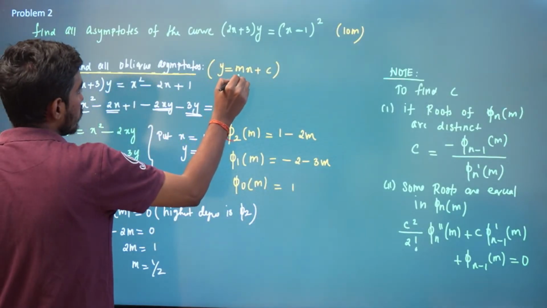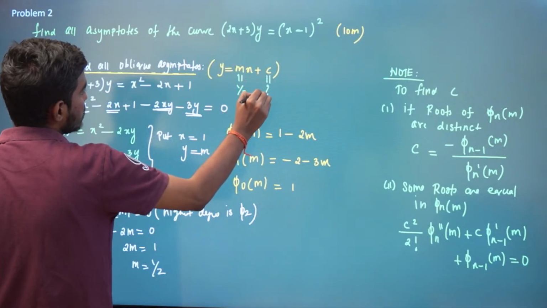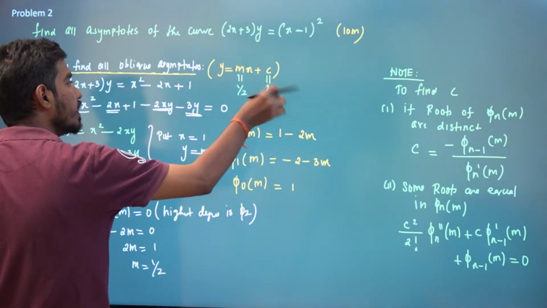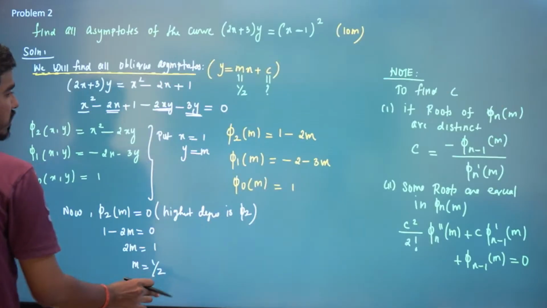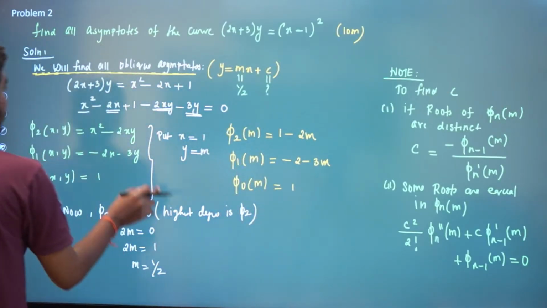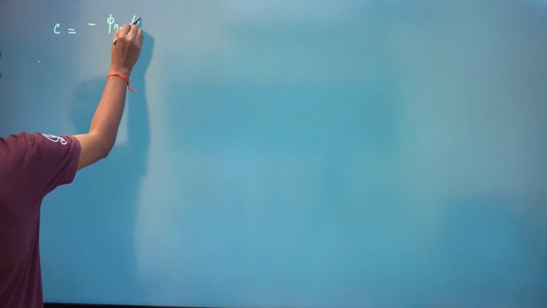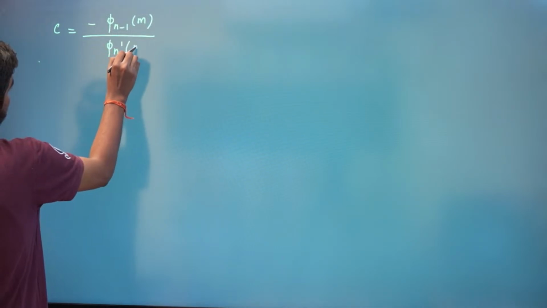So we know m is equal to 1 by 2. For m is equal to 1 by 2, we're going to find what is c. Suppose if I have a series of m, for series of m, you have to find corresponding c values. So we will find the c value here. The c value is given by minus P n minus 1 of m divided by Pn dash of m, right?